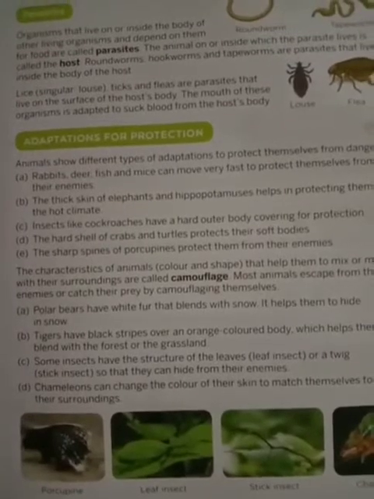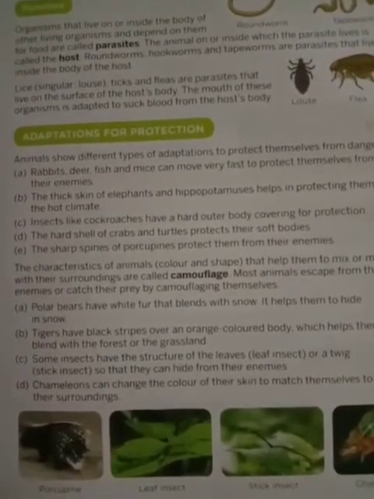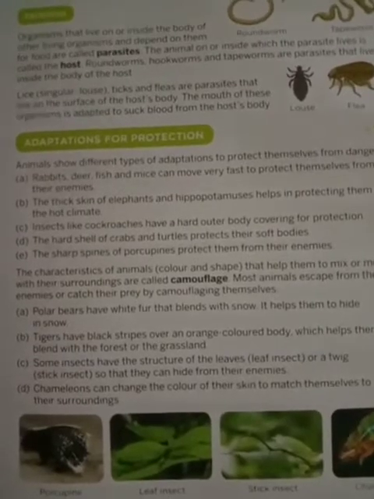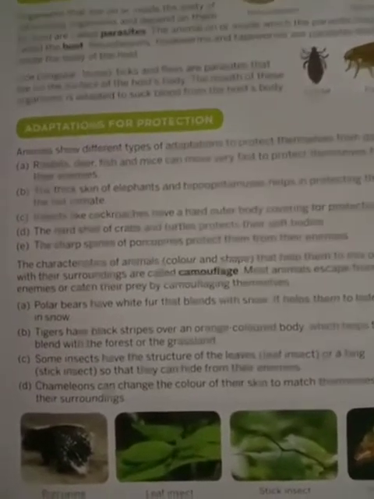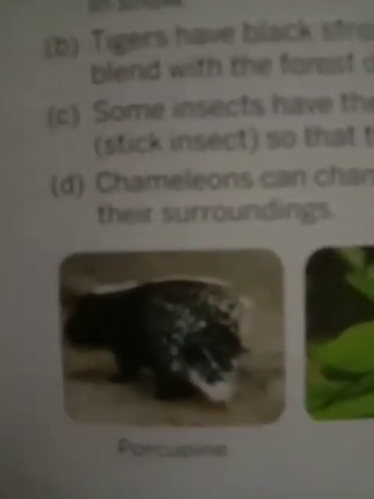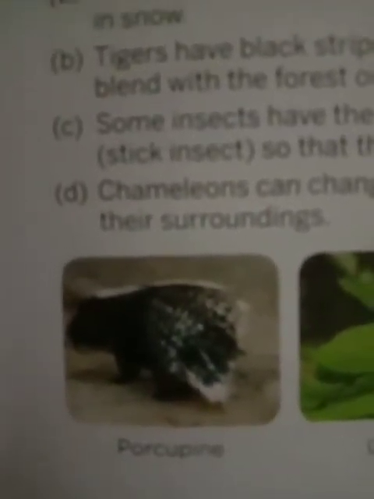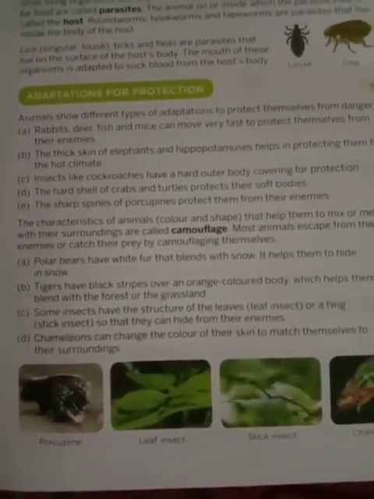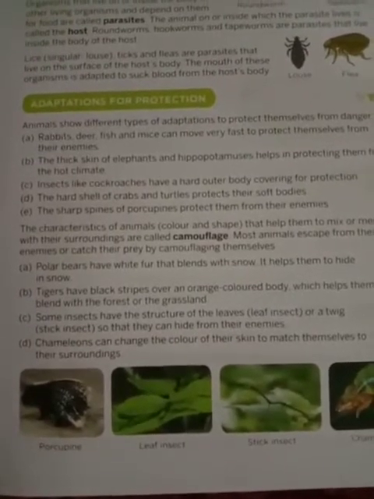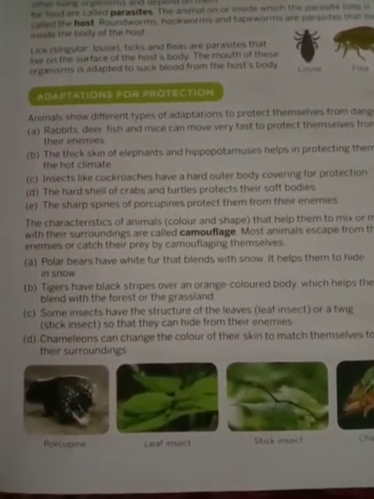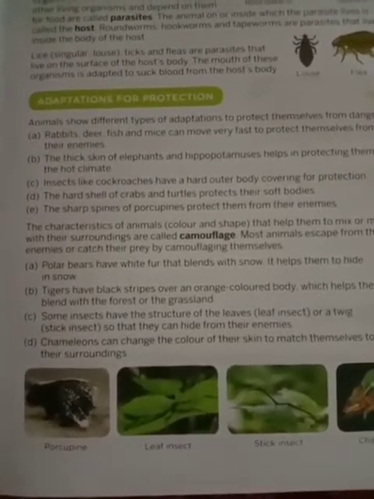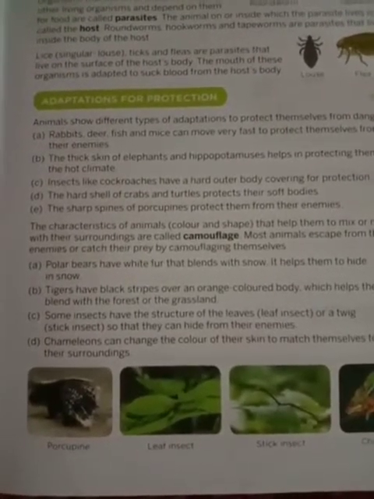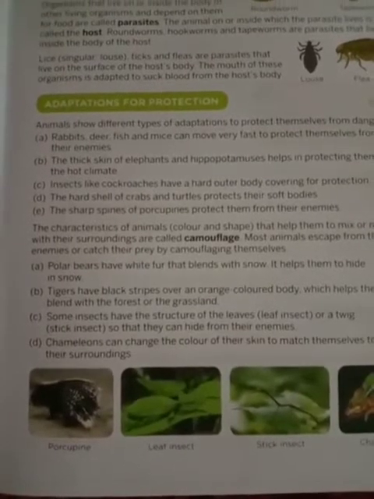Then the sharp spines of the porcupines protect them from their enemies. The sharp spines that you see here in the picture, it is having very sharp spines. Spine meaning kaate. Okay. So what these spines do, they will be very problematic for the other animal. When another animal tries to catch it, they will be poked by these spines, these thorns, and no other animal will be able to catch or touch the porcupine.